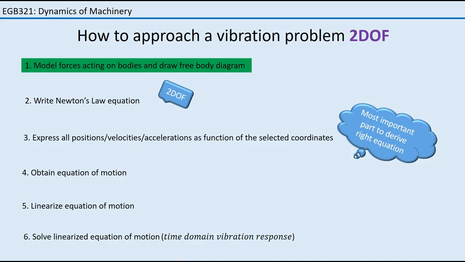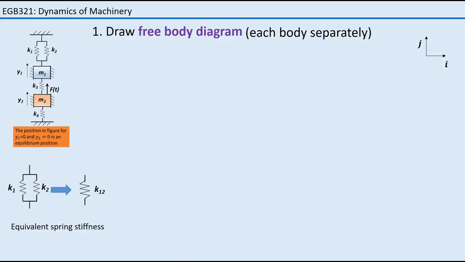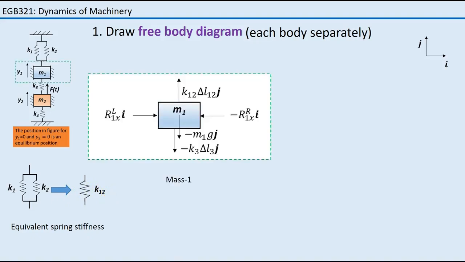So starting with the first step, which is a free body diagram. Let's consider that this is a unit vector. These are the positive conventions for the two unit vectors, and we want to start with the equivalent spring stiffness for springs 1 and 2 because they are in parallel, so we get their summation, which is K12 equal to K1 plus K2. And then let's consider the first mass.